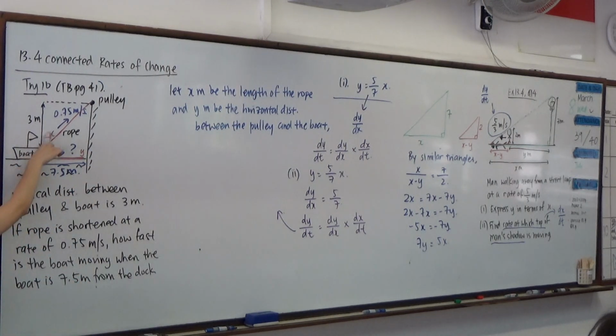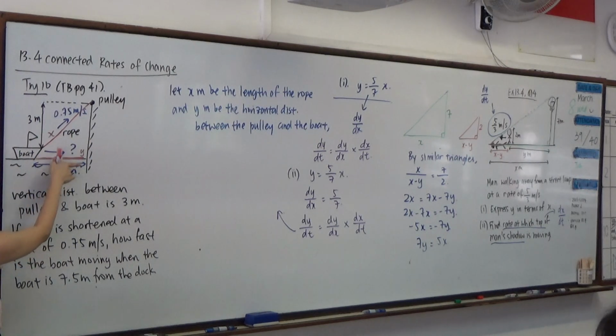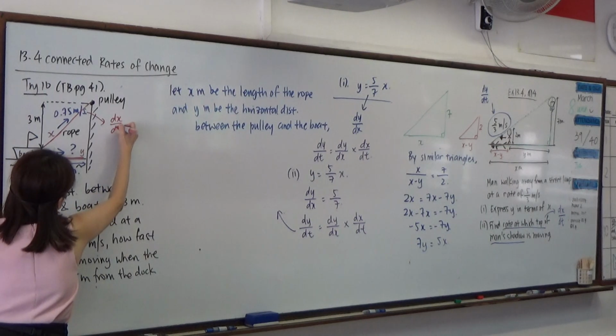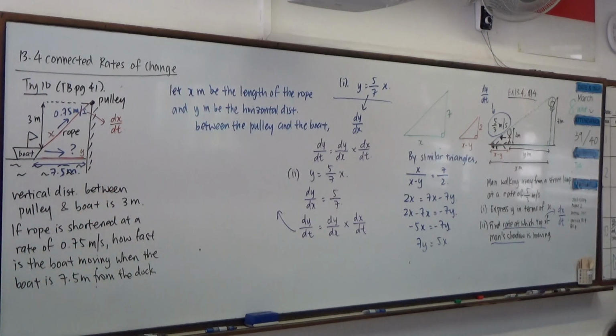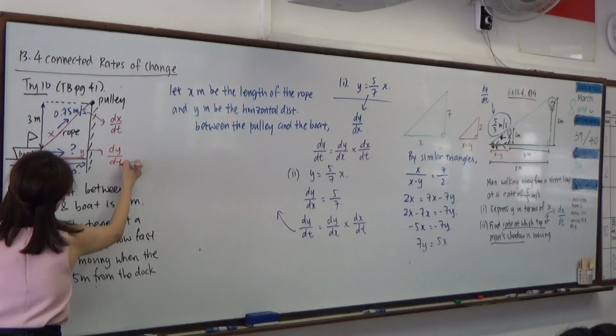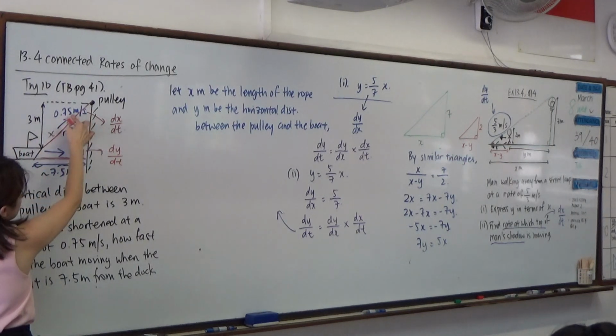Because x and y are changing, what we are given is that the length of the rope is being decreased so that the boat can move in this direction. So I'm giving a variable x to help us define the value 0.75 meter per second. That will be our dx over dt. What we're trying to find is dy over dt, which is the speed of the boat moving backwards.